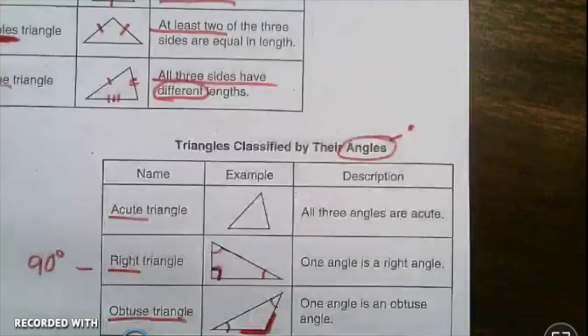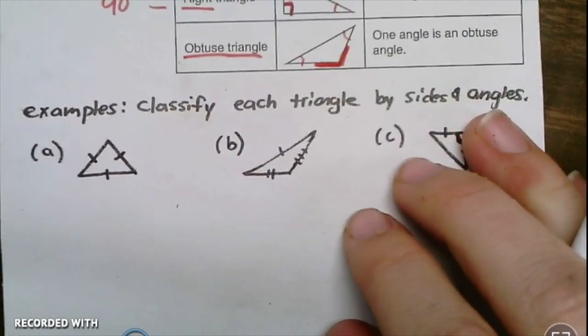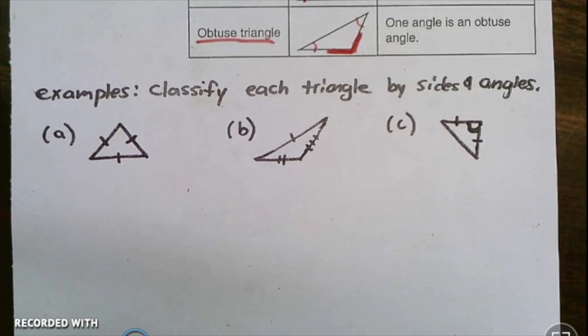And that's all the vocab you need to know for this lesson, by the sides and by the angles. So the examples say, classify each triangle by sides and angles. You're going to write two different words to describe the triangle.